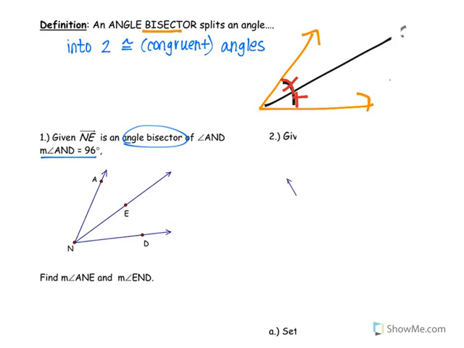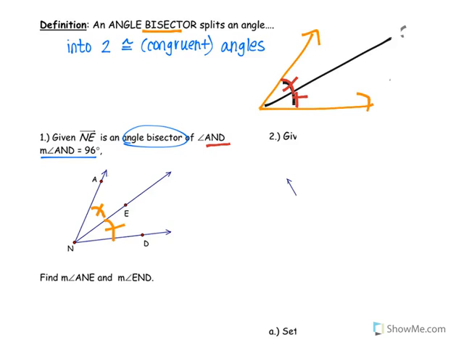Okay, so let's look at example 1 and use that to help us solve some problems. So on number 1, it's given that NE, that ray, is an angle bisector of angle AND. Before we talk about the measure of AND and what the problem is, I want to show you how we mark the diagram if it's an angle bisector. So the angle that we're bisecting is AND, this large angle there, and NE is cutting it in half. So we'll put some tick marks because we'll have two congruent pieces of the angle. This side right here is congruent to that side right there.